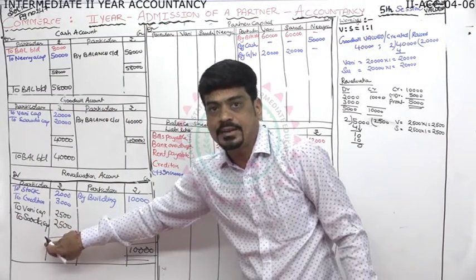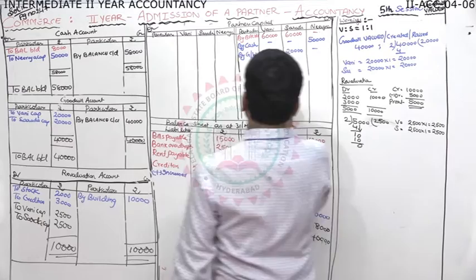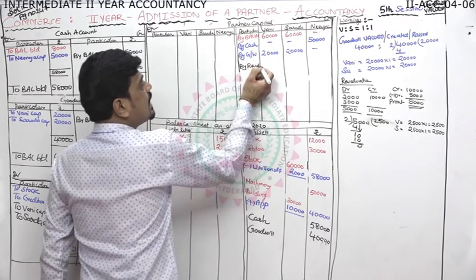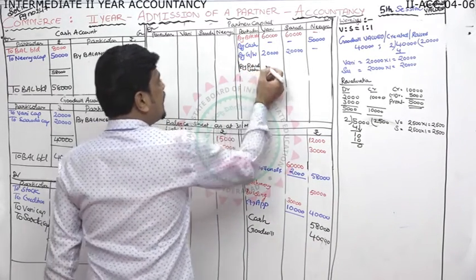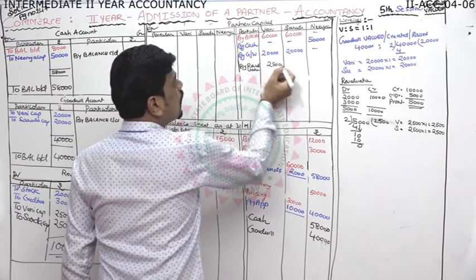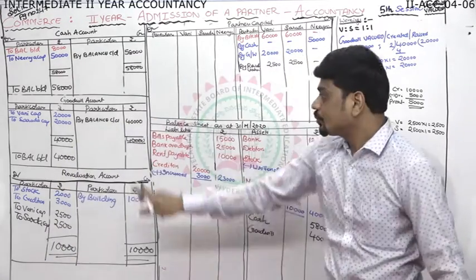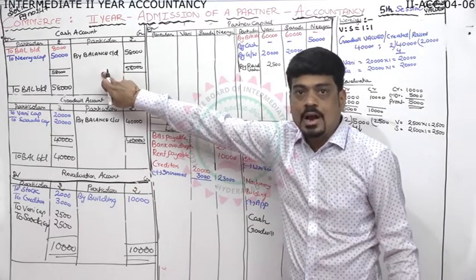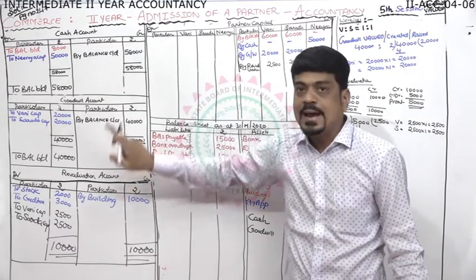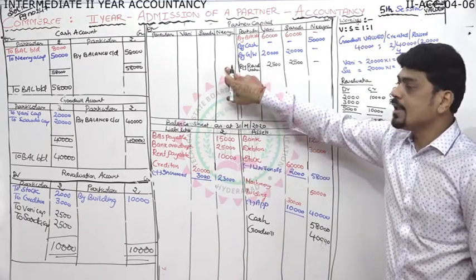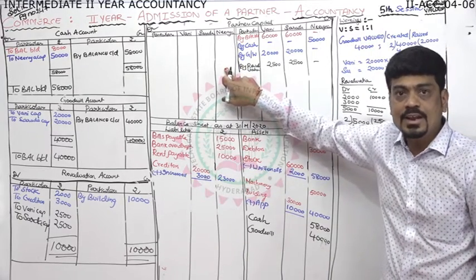Now, entry, we said revaluation to partners. So, we gave to partners. Now, we'll come to partners account, credit side, by revaluation. How much are they getting? Each is getting 2,500. So, cash account is balanced, goodwill is balanced, revaluation is closed. Now, comes the time to do the partner's capital account.